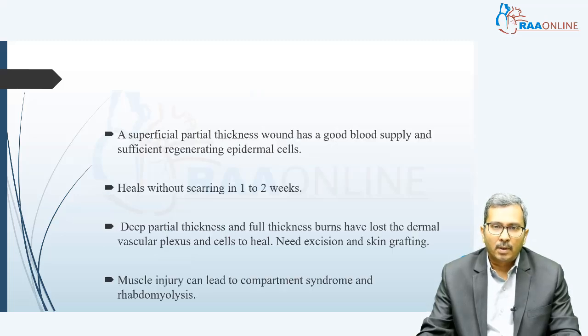The superficial partial thickness burns have a very good blood supply, hence regeneration will be early and sufficient regeneration of epithelial tissue takes place early. So, it usually heals within 1 to 2 weeks without much scarring, whereas in a deep partial thickness or full thickness burn, the dermis and the blood vessels in the vascular plexus in the dermis are lost. So, the cells available to heal are very few in number. It needs higher attention, and successive skin grafting and other procedures like escharotomy are needed for complete recovery. The important thing here is that if the muscle deeper to the dermis is also involved, it can result in compartment syndrome and a dangerous complication like rhabdomyolysis.